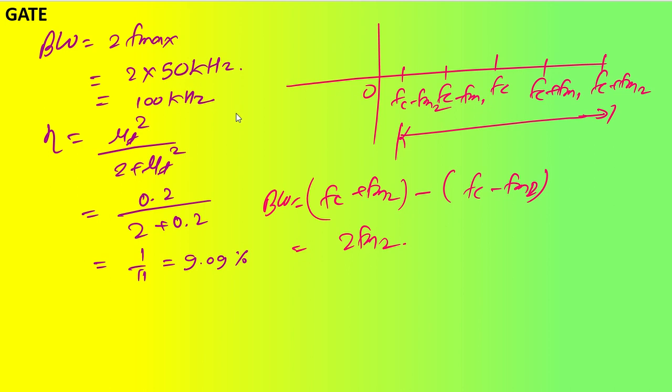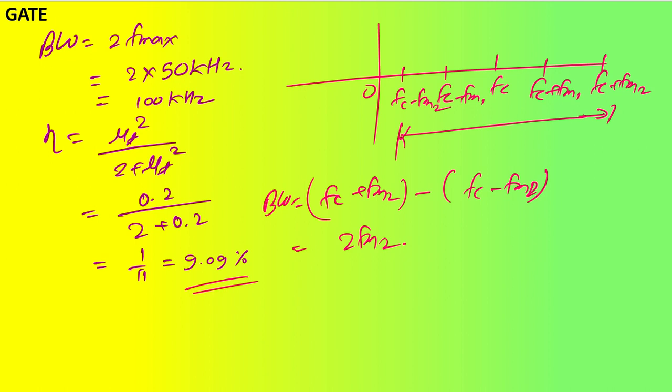Okay, what is the efficiency that is being asked? So the efficiency formula we already know, P sideband by P total. So P sideband by P total comes to mu square by 2 plus mu square, and here we will utilize the total modulation index. So 0.2 divided by 2.2, that is 1.1 by 11, that is 9.09%. Okay, so that's all. This is very simple, right?